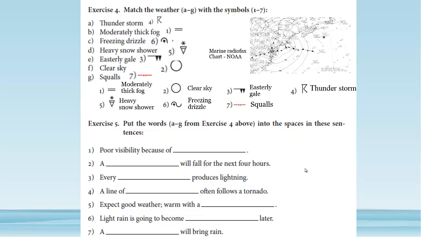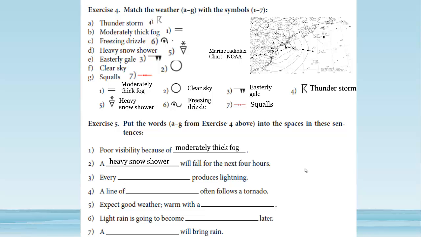So let's look at exercise 5 then, where we're putting the words from exercise 4 down into the spaces in these sentences. Number 1, poor visibility because of, well, I think that would probably be the fog or drizzle. Let's see, moderately thick fog. Good. A what will fall the next 4 hours? Well, it could be rain, drizzle, or snow shower. It's the heavy snow shower will fall. So rain falls, shower falls, drizzle falls. That's the verb that we use with precipitation.